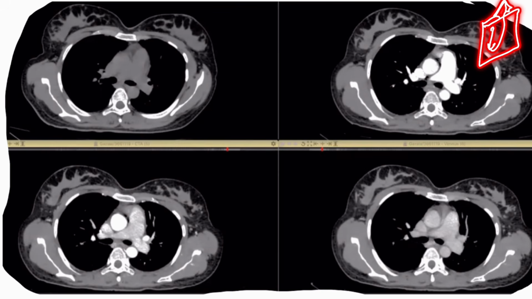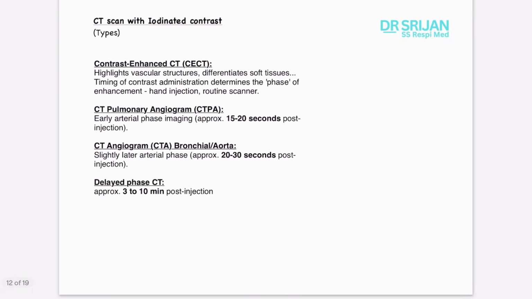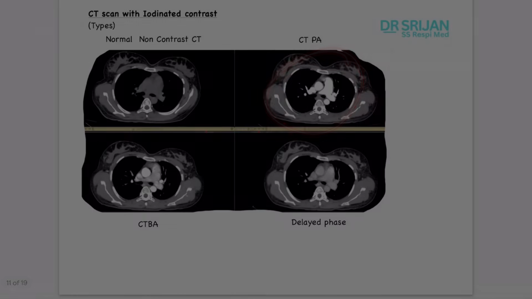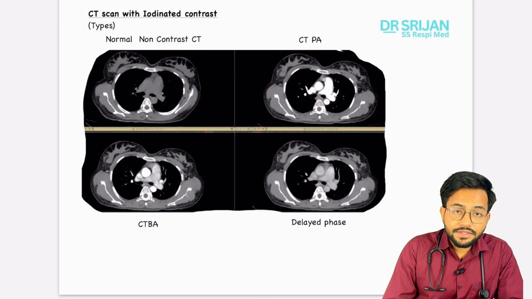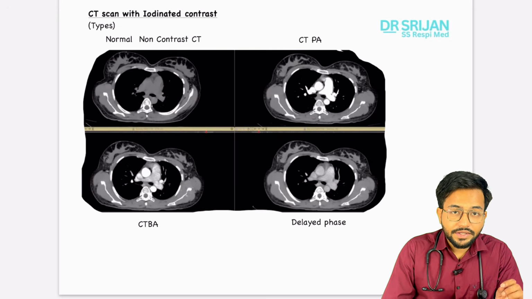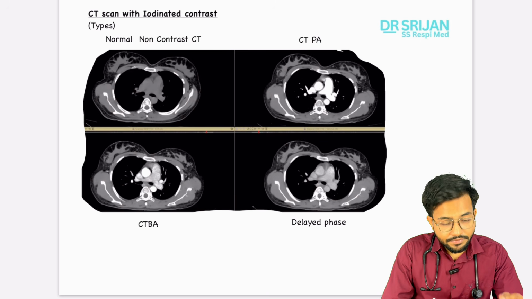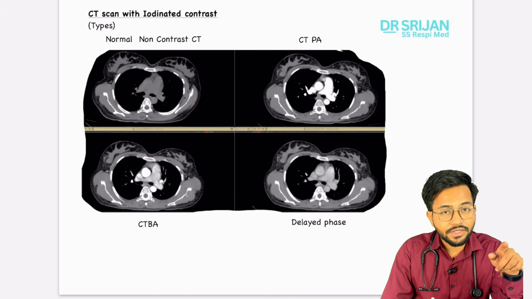Within 15 to 20 seconds, this contrast generally reaches the pulmonary artery and we take a snap at that part. So we get something like this. Then the contrast enters into the left side of the heart. From the left side of the heart, it goes into the left atrium, then into the ventricle. From the ventricle, it comes to the aorta.